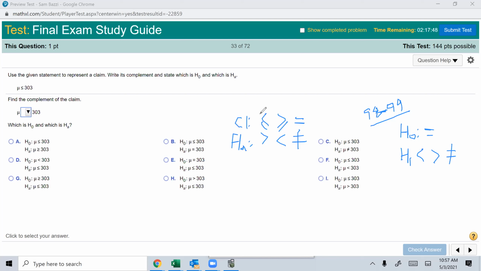Okay, so use the given statement to represent a claim, write its complement. What would be, guys, the complement of less than or equal to? You guys agree that it's going to be this, greater than. So if you want to select which one is H0 and which one is H1, you will go less than or equal to, that will be the one.